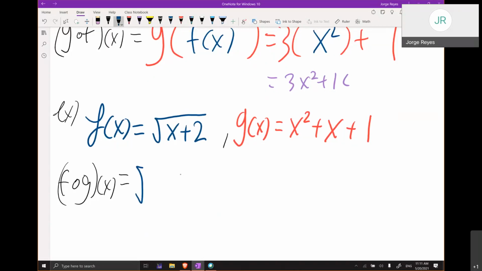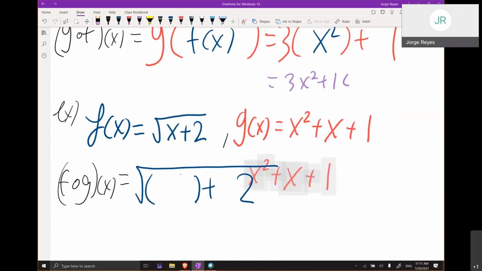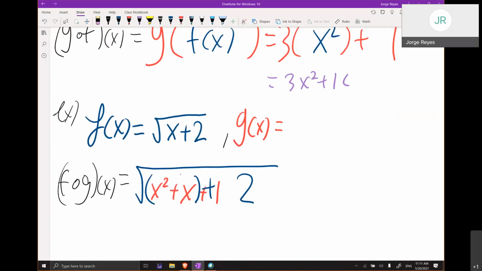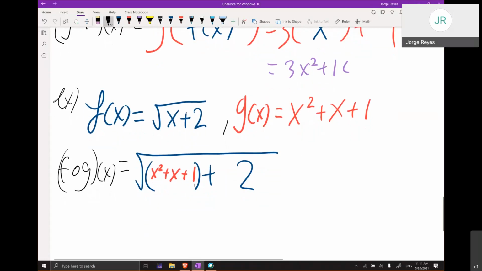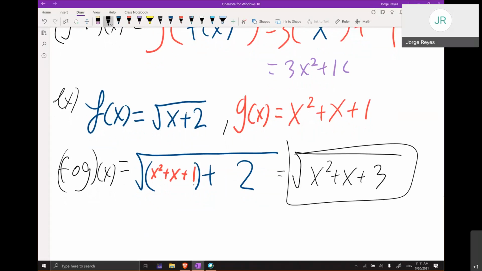So f is this thing, okay? This is like an empty f. And I am literally going to grab this thing and just put it in there. Ta-da! So you literally see how I stuck g and put it inside f. So there you go. Then you can simplify a little bit. This is the square root of x squared plus x plus 3, and that's the answer.